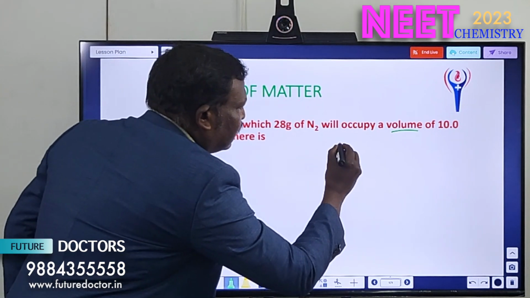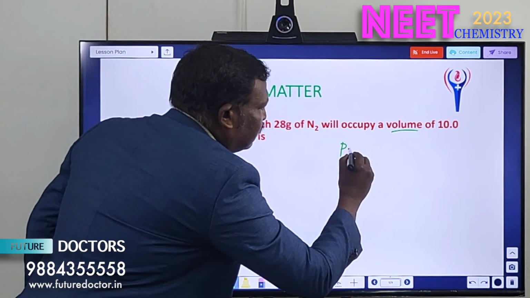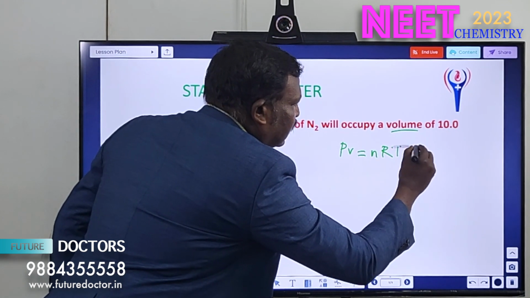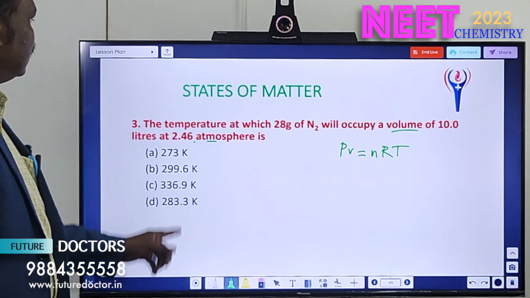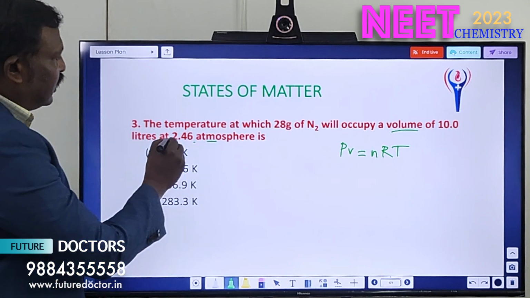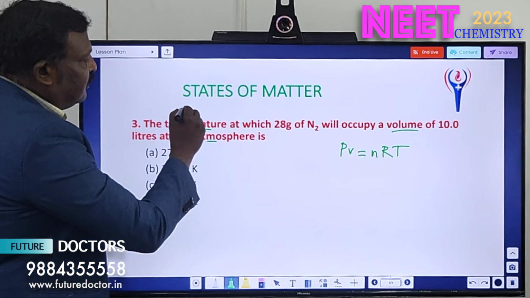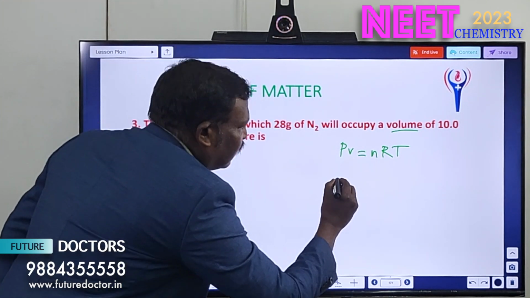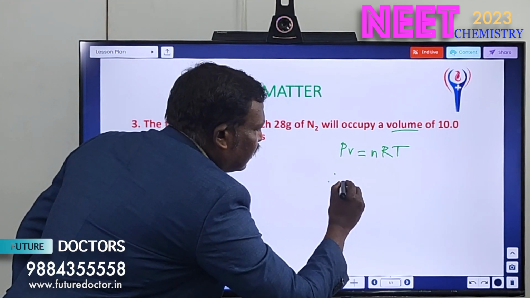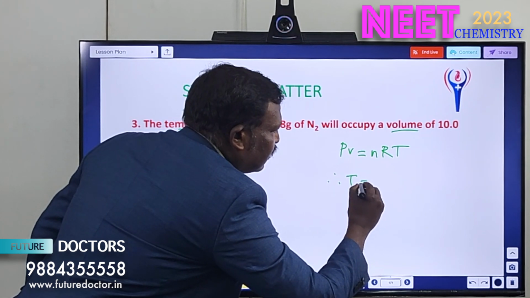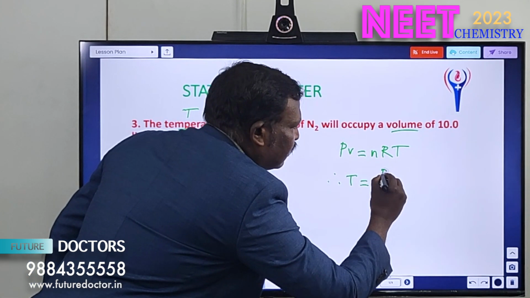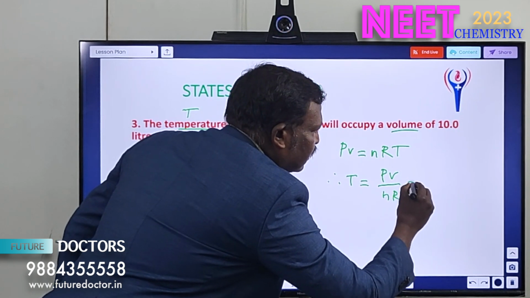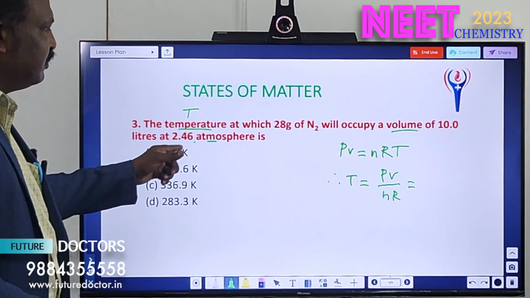Understood? Here we know that PV is equal to nRT. So here they are asking to find only T, the temperature. So T is equal to what? Therefore, T is equal to PV by nR. Understood? So now you substitute. It's a simple sum, direct sum.